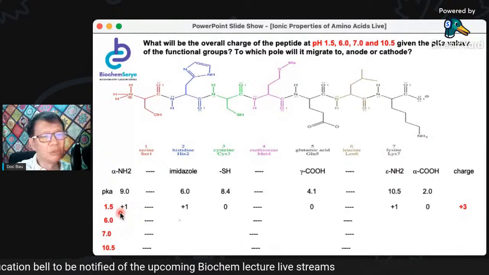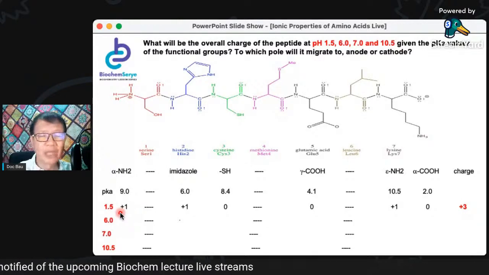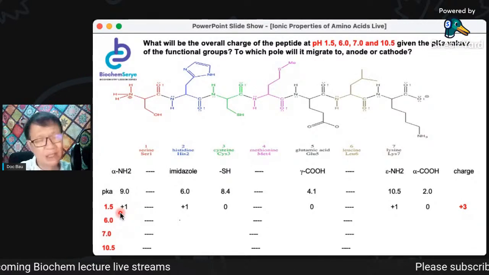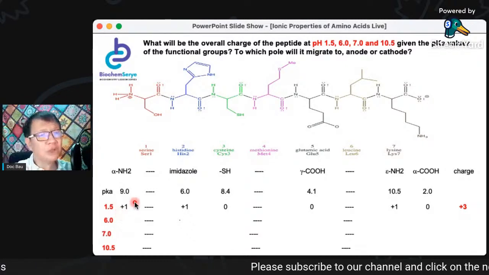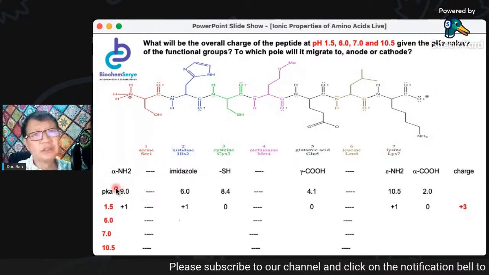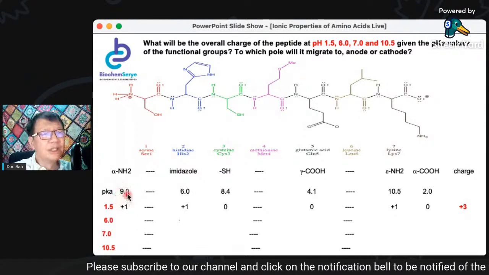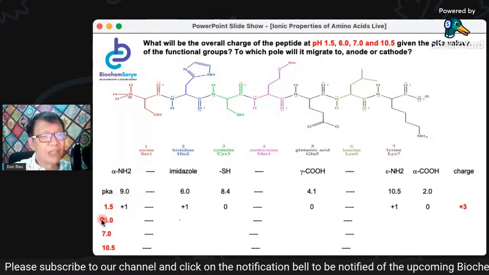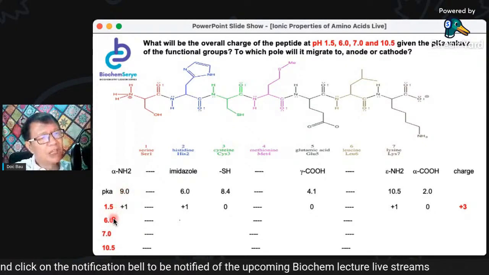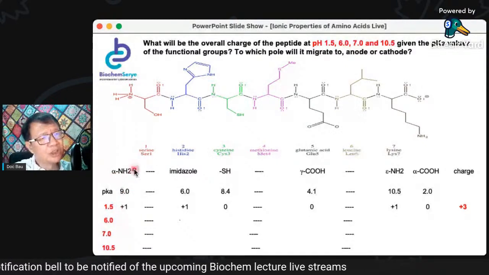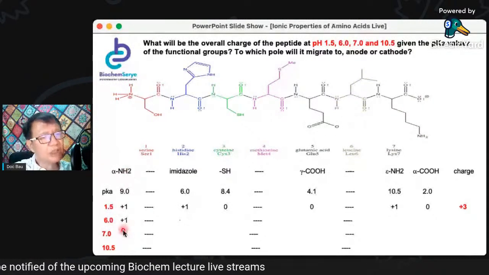Okay, look at this. Pay attention. Now we're titrating. We're adding sodium hydroxide. In other words, we raise the pH to 6. Your alpha amino group is 9. Your pH is already 6, but this is still below. Relatively, you still have a lot of hydrogen ion concentration, so your amino group will still be protonated, +1.